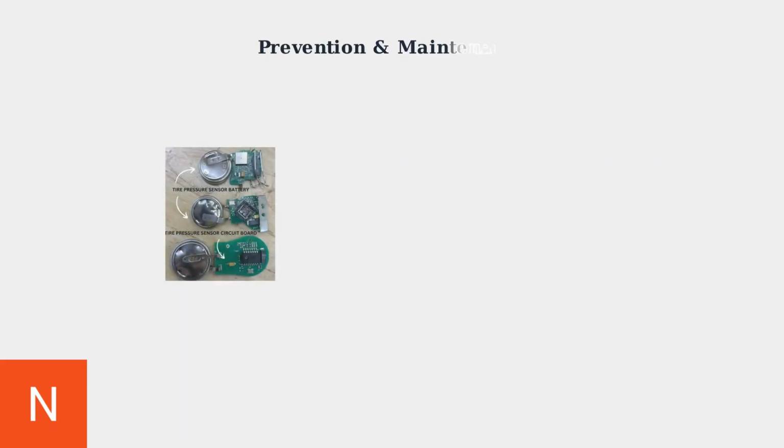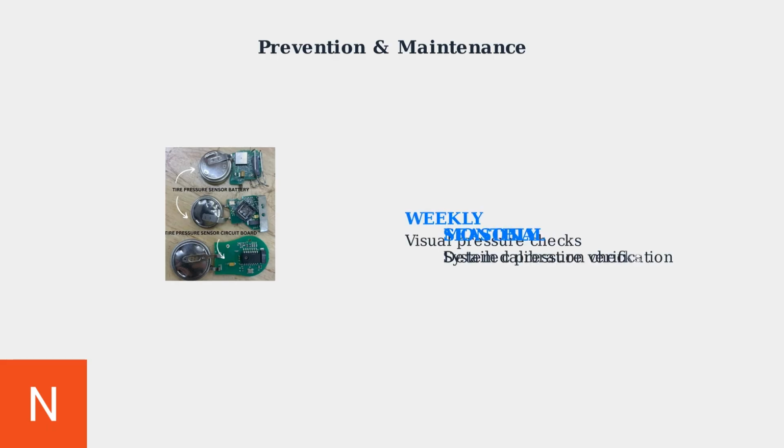Prevention through regular maintenance is the most effective approach. Weekly visual pressure checks and monthly detailed verifications help identify issues before they become system faults. A comprehensive maintenance schedule includes weekly visual inspections, monthly pressure verifications, seasonal calibration checks, and annual sensor battery status reviews to ensure optimal system performance.